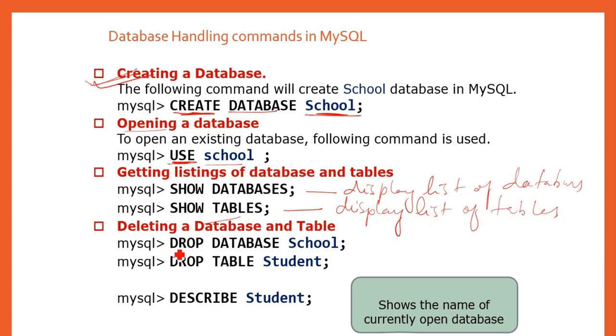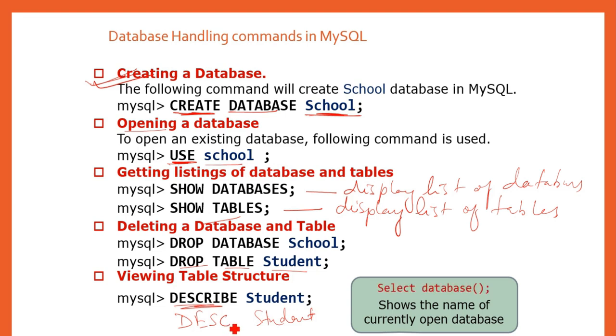This is used to delete the database and the tables. If you have to delete any database, you have to write drop database name, and if you have to drop or delete any table, we can write drop table name. Then if you have to view the structure of the table, we have to use the describe command, and this describe command can also be written in short as DESC student. For example, if you have created a table student and you have to describe the structure of the table, then you can use DESC table name. I hope this is clear.